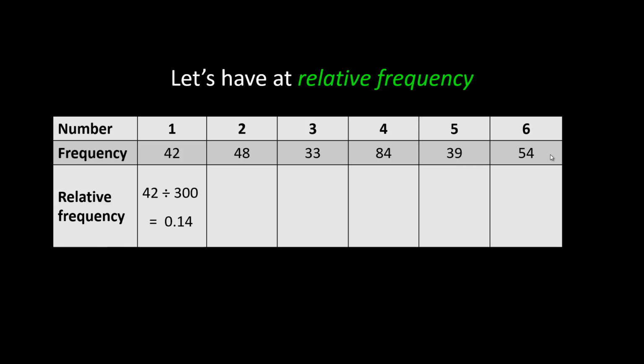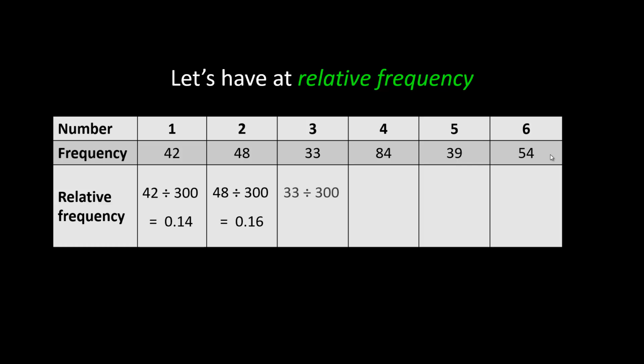So that's the probability of landing a 1 with this dice based on an experiment we've done where we've repeated the rolling 300 times. So let's have a look. 2, there were 48 out of 300. 48 divided by 300 is 0.16. So that's a relative frequency, 0.16. It's also known as the experimental probability.